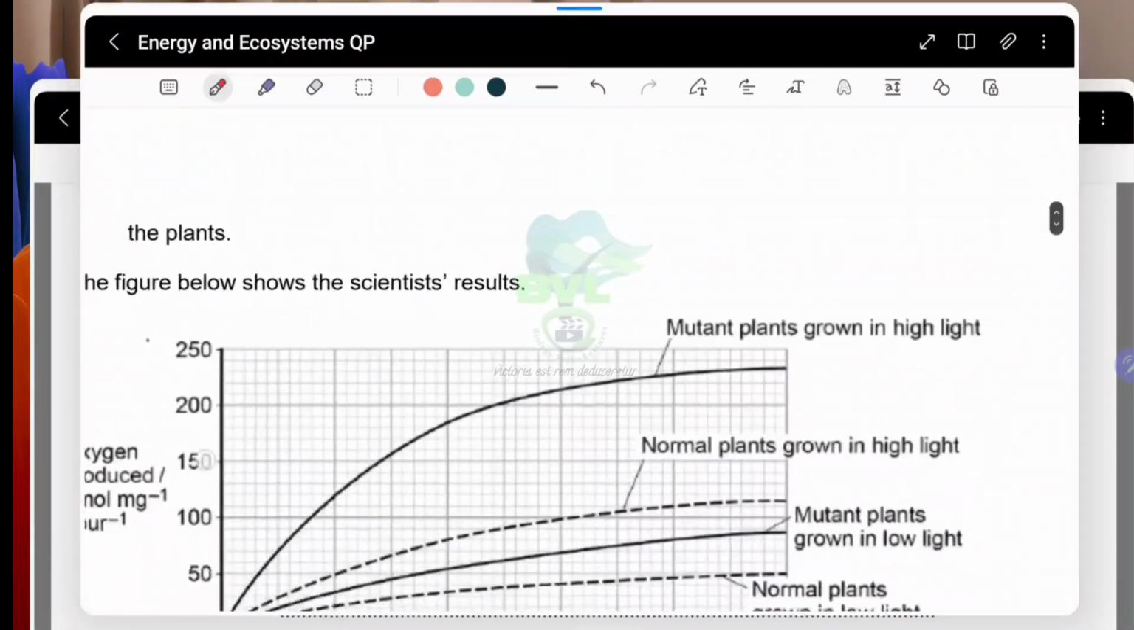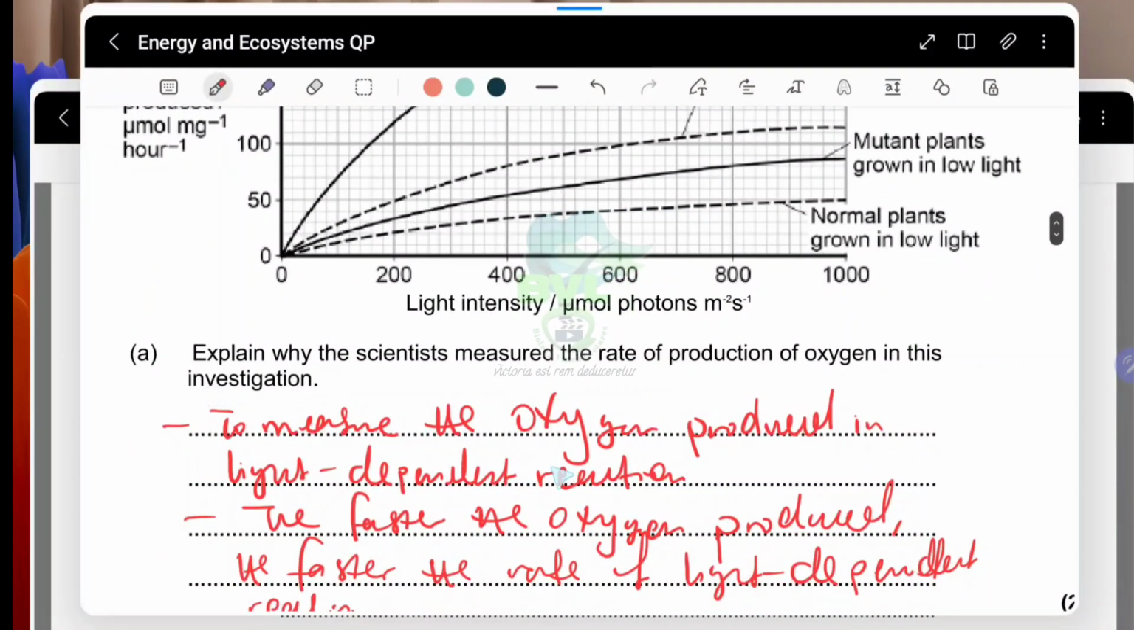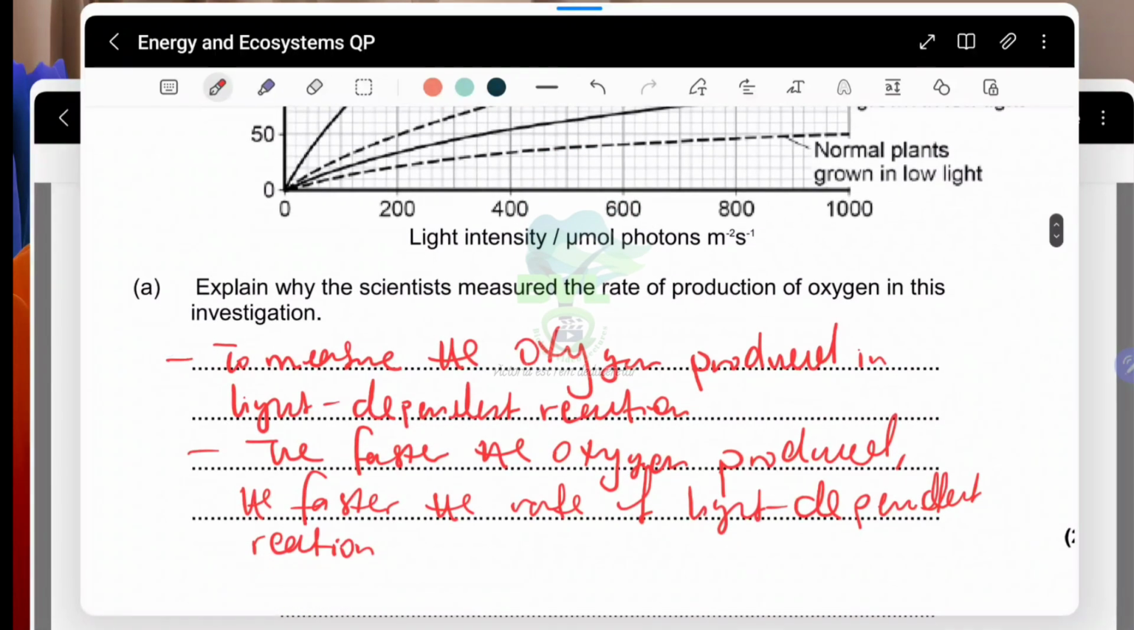So the reason is that measuring the oxygen produced shows us the plant in a light dependent reaction. Also know that the faster the oxygen is produced, the faster the rate of light dependent reaction. So during photosynthesis we have the light dependent reaction, and this is to measure how much oxygen is being produced in it. The more oxygen produced, the more we know the rate of light dependent reaction is fast, so to say. Hope that made sense.